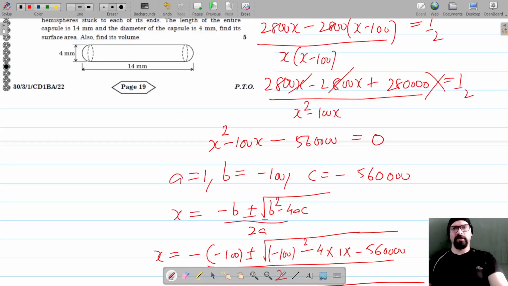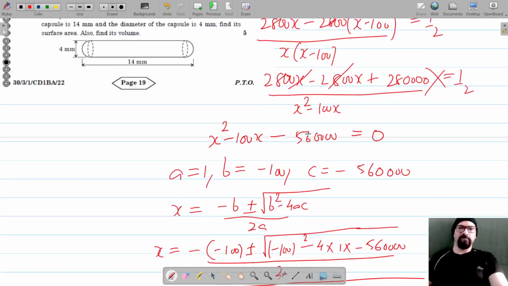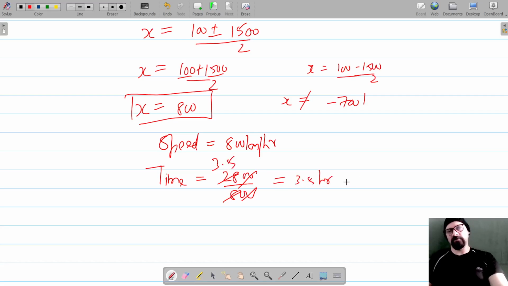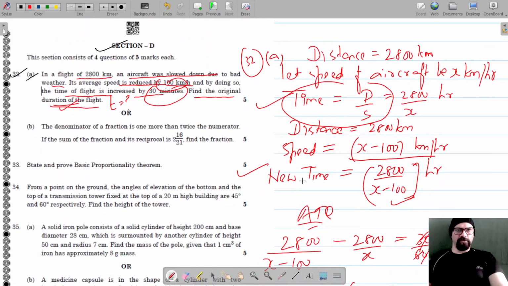But that's not what is asked in the question. Read the question once again. It's the final duration. So the final duration, that is the time, is equal to 2800 divided by 800, which is 3.5 hours. 3.5 hours means 3 hours and 30 minutes. Okay, so let's move on to the next question.